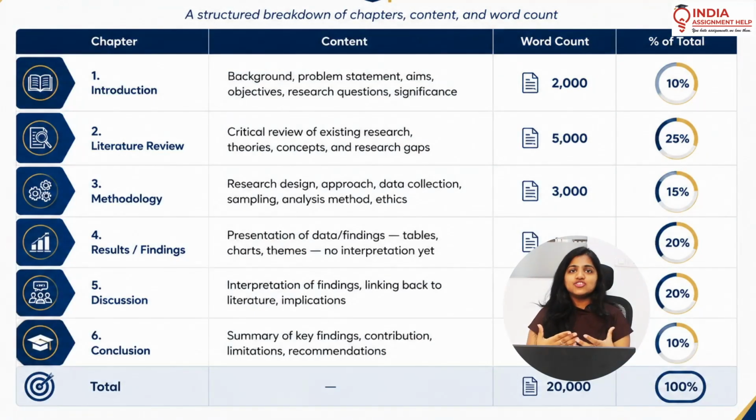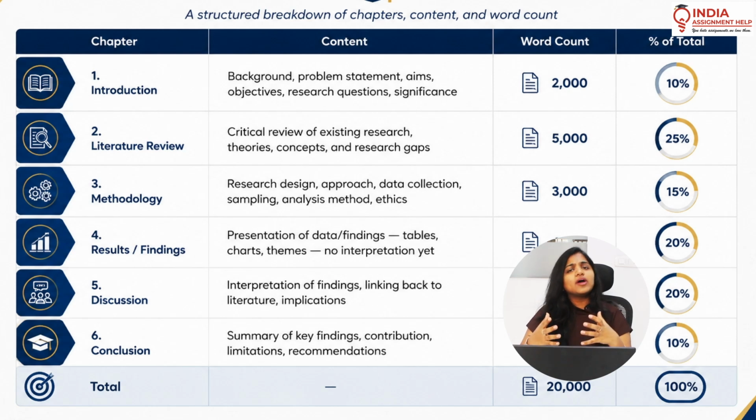First is the introduction, chapter number 1. Chapter number 2 is literature review. Chapter number 3, methodology. Chapter number 4, results and findings. Chapter number 5, discussion. Chapter number 6 is conclusion and recommendations, in which we actually write both.